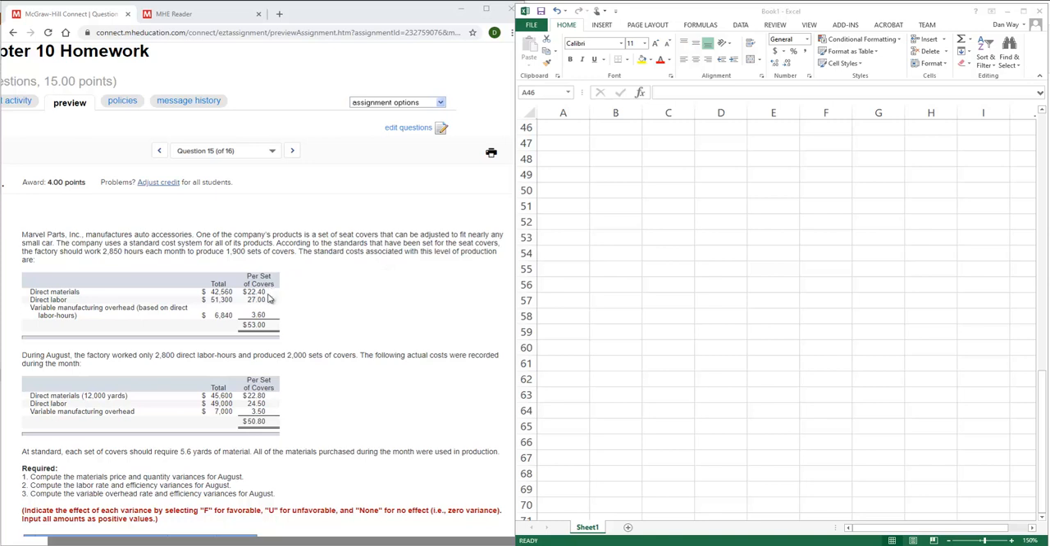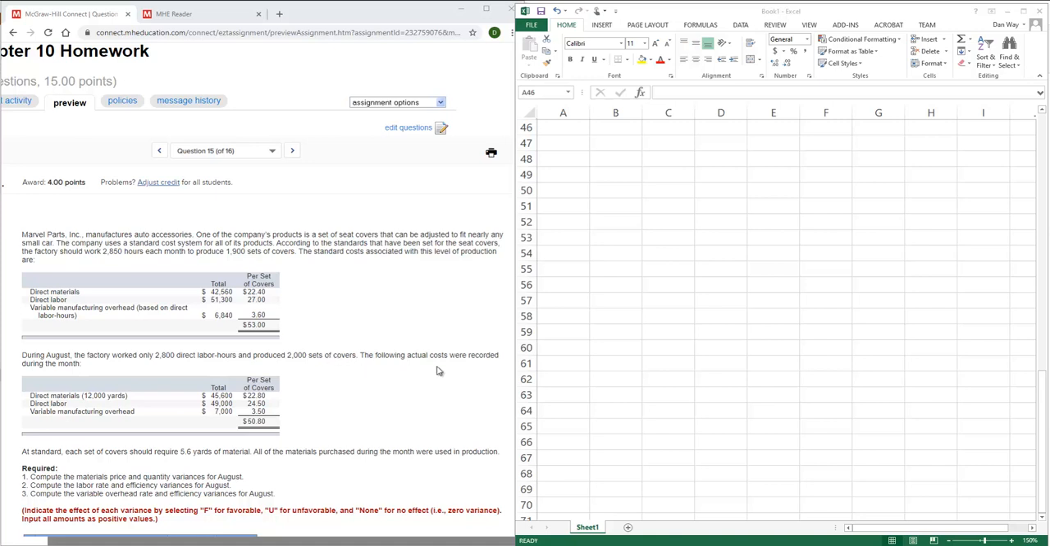So direct materials $22.40 per set, direct labor $27 per set, variable overhead based on labor hours $3.60 per set. During August, we know that the factory worked only 2,800 hours and produced 2,000 sets of covers. So right there, I'm just going to pause to make sure we're clear. That's a different level of actual output compared to what was expected here of 1,900 sets of covers. So we need to account for that difference.